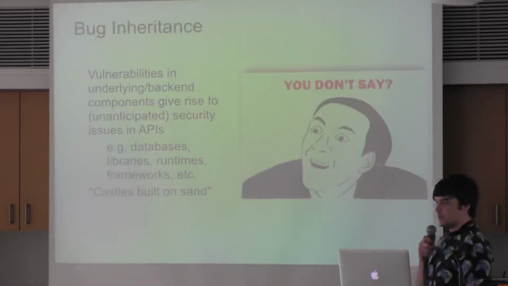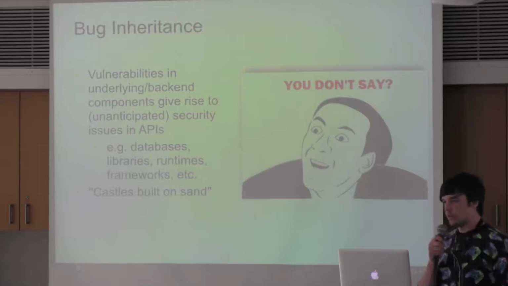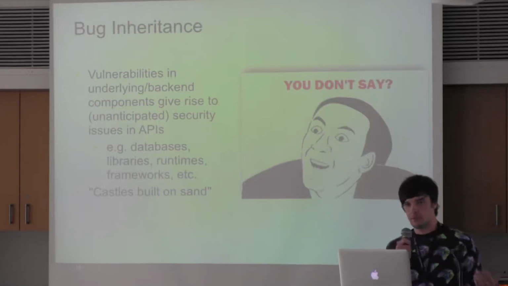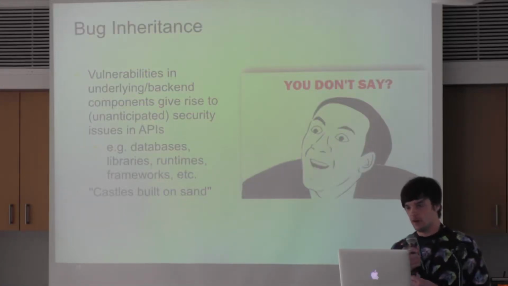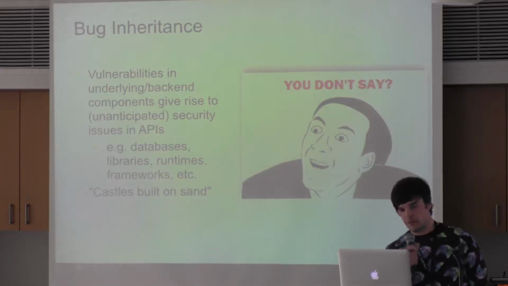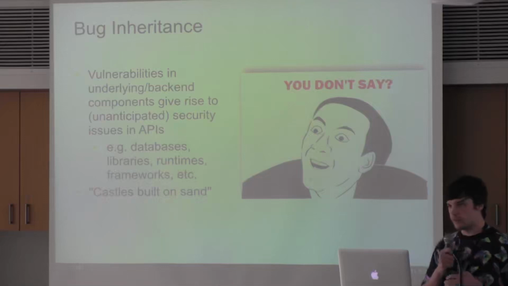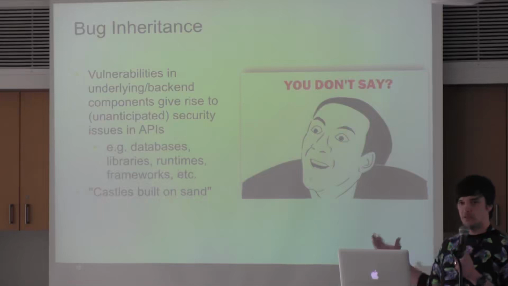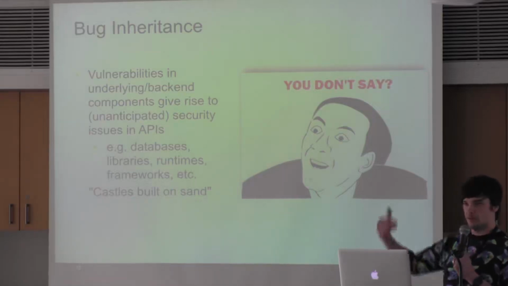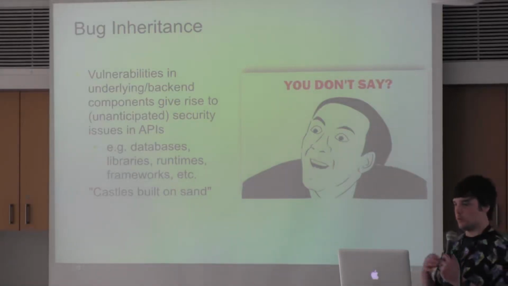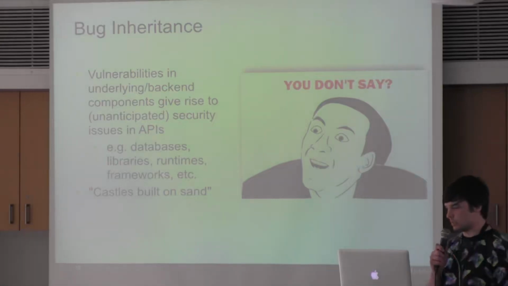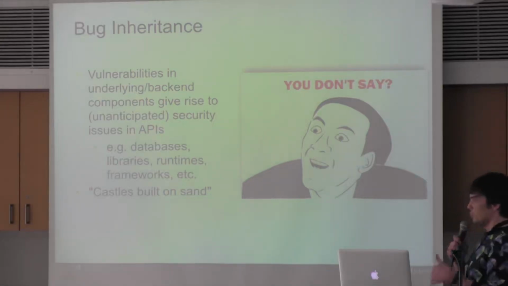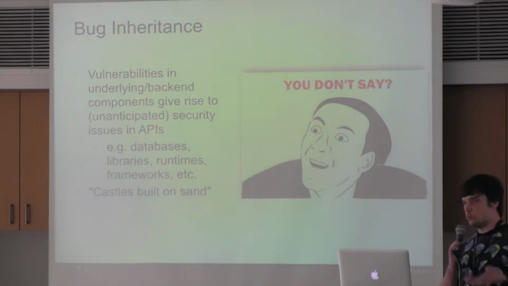This is kind of obvious, but bug inheritance, and people probably have different terms for this. Shared attack surface, things like that. This is really super obvious, but underlying or backend components, libraries, think of all the numerous OpenSSL issues that have cropped up and how those have bubbled up through other services and applications. So basically anything that you're building on, if it sucks, then your app and API suck.